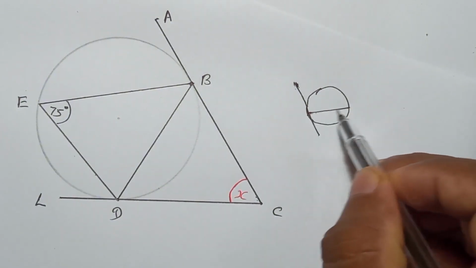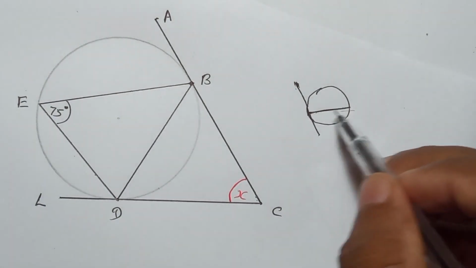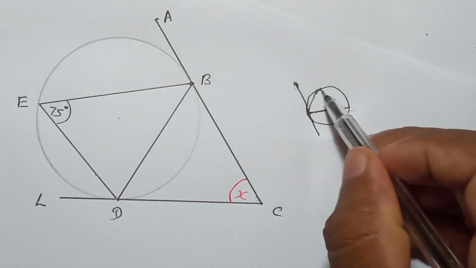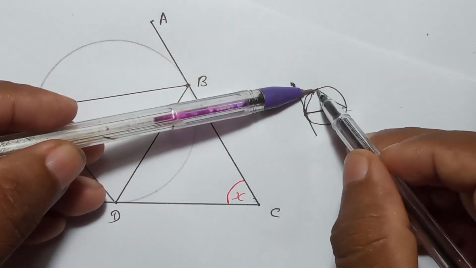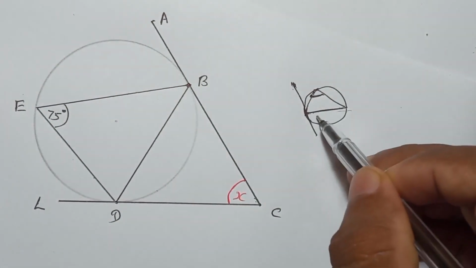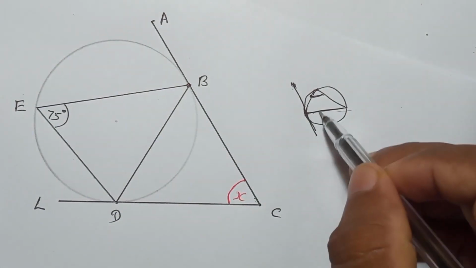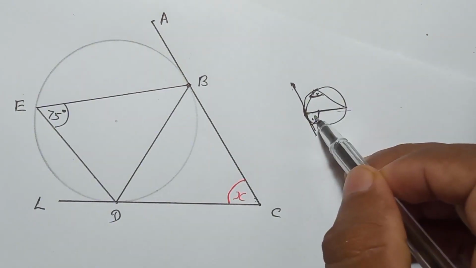if you make a chord like this, this is the tangent and this is the chord. This chord subtends an angle at the circumference. This will be equal to the angle between the tangent and this chord, this way. These two will be equal. Try to understand that, right?